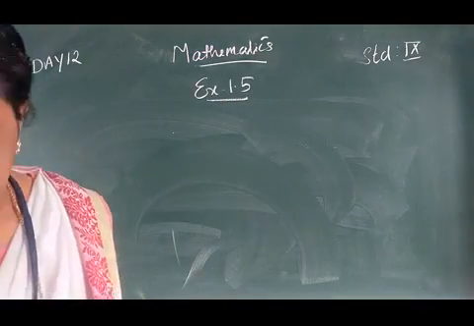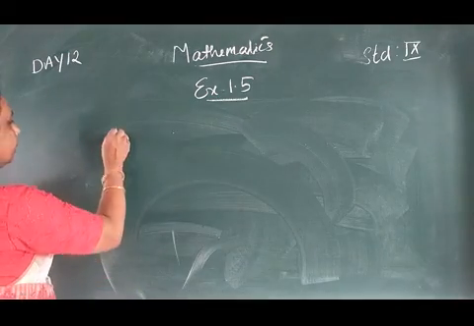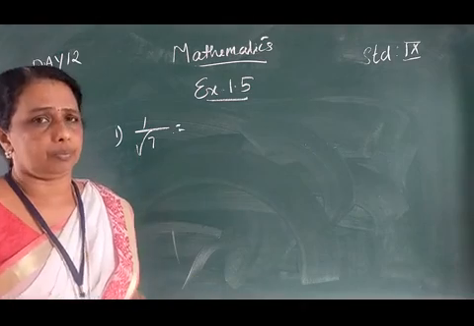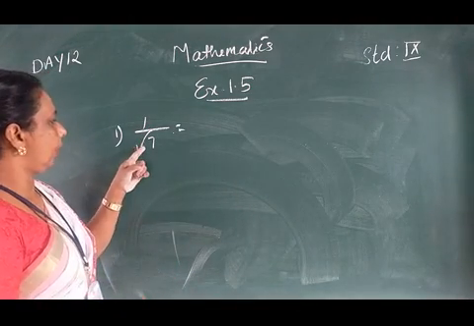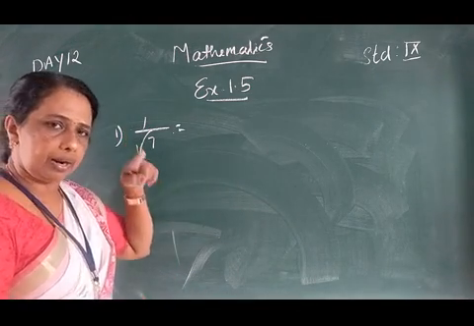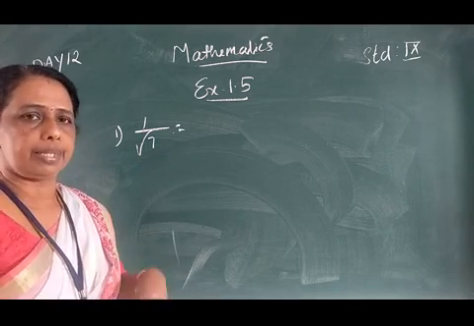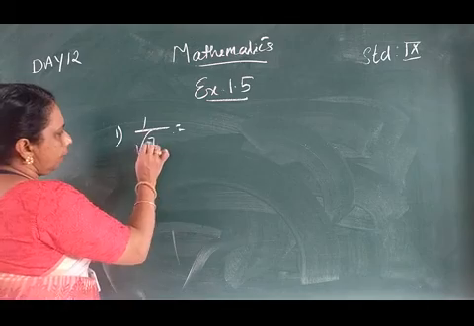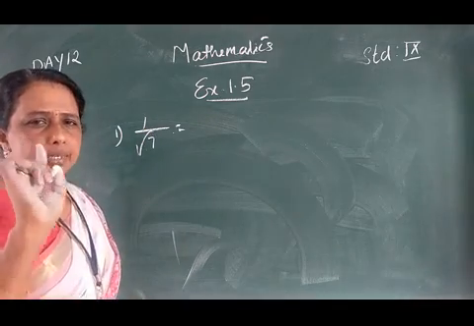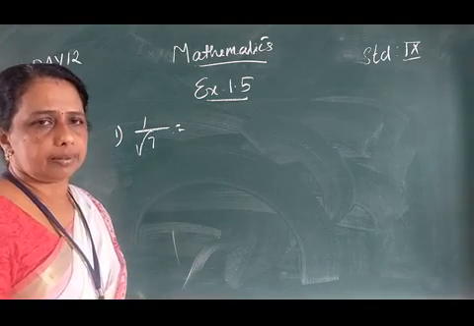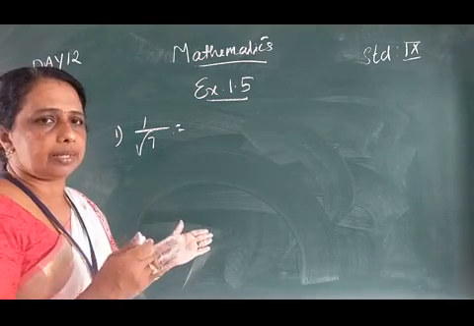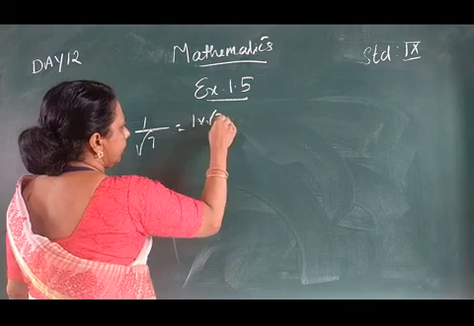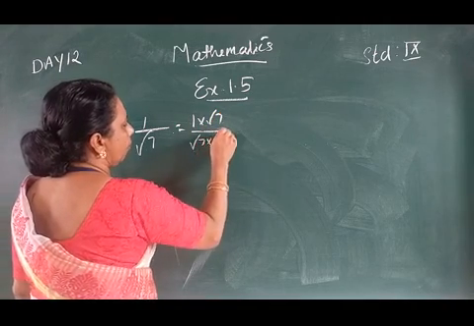First one, rationalize the denominator of 1 by root 7. That's very easy. This type of problem we already solved, 1 by root 2. For 1 by root 7, you want to change the denominator into a rational number. So multiply the numerator and denominator by the same root 7. Only one irrational number is there, not a sum or difference of a rational and an irrational number. So multiply the numerator and denominator by the same denominator.